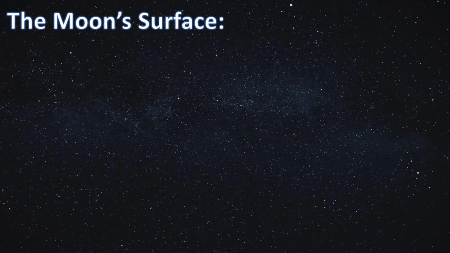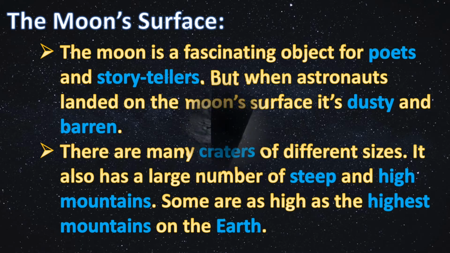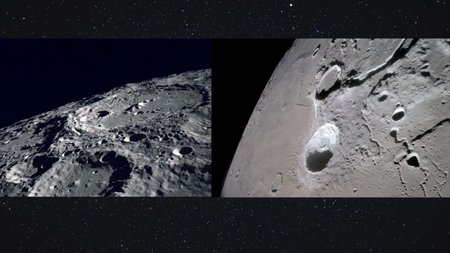The moon's surface. The moon is a fascinating object for poets and storytellers. But when astronauts landed on the moon's surface, it was dusty and barren. There are many craters of different sizes. It also has a large number of steep and high mountains. Some are as high as the highest mountains on the Earth. These are some pictures of the surface of the moon.